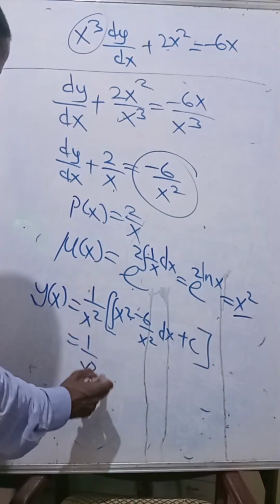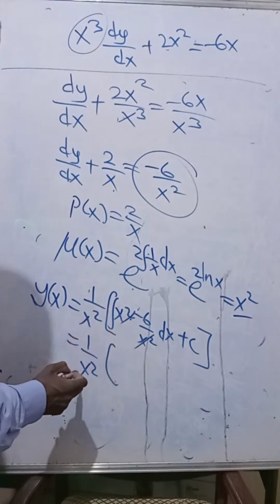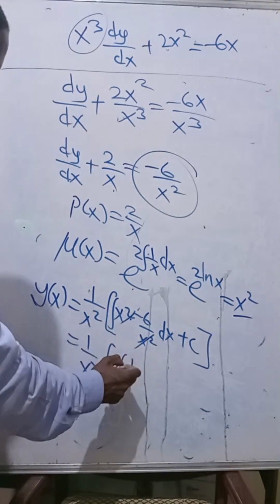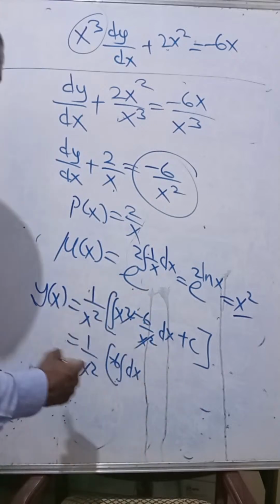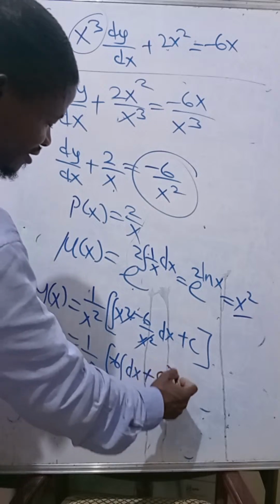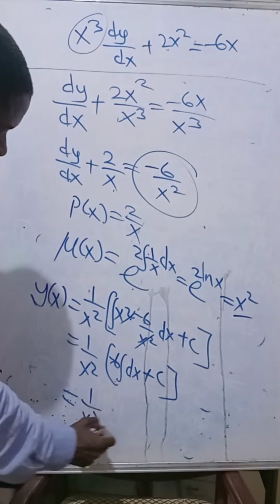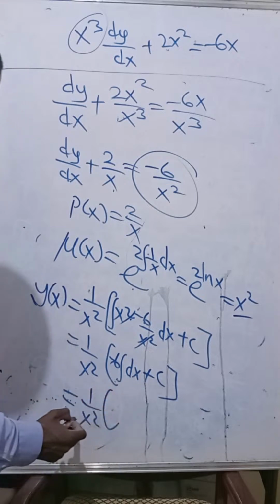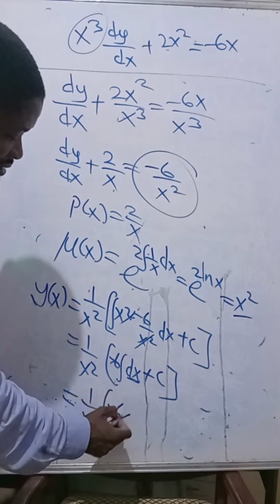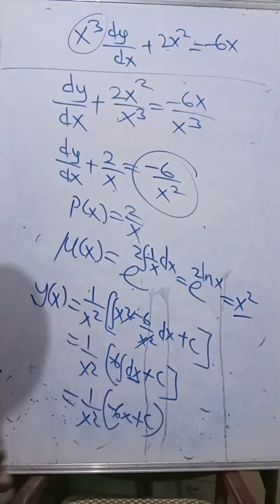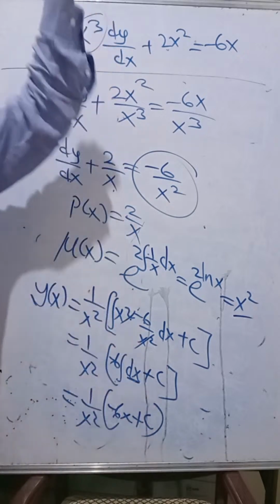So this will be equal to 1 over x squared times, this one and this one will cancel, so we have the integral of dx. We can bring this minus 6 outside the integral, and then plus c. So the final conclusion is 1 over x squared times, open your brackets, the integral of dx is x, that is minus 6x plus c. And that's that on this particular question.